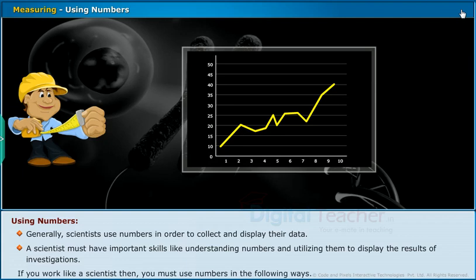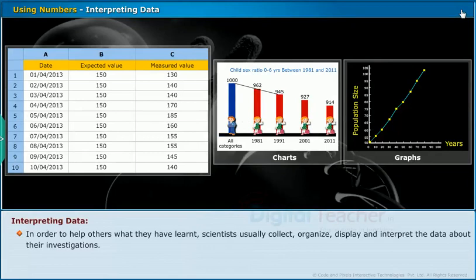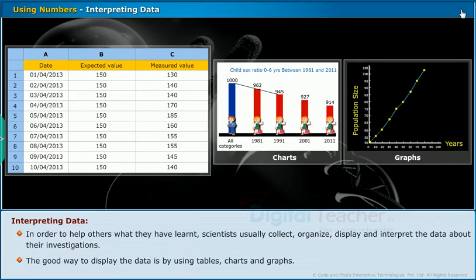If you work like a scientist, then you must use numbers in the following ways. Interpreting data. In order to help others understand what they have learned, scientists usually collect, organize, display, and interpret the data about their investigations. A good way to display the data is by using tables, charts, and graphs.